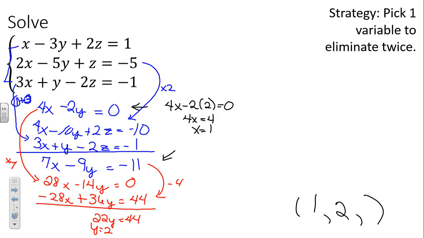Now we plug both x and y into any of the three equations to find out what z is. Maybe the top. We plug 1 in for x, minus 3 times 2 in for y, plus 2z equals 1. I get a negative 6. So I'm plugging 1 in for x in the top equation. 1's going in here, 2 is going in for the y, and I'm going to find out what z is.